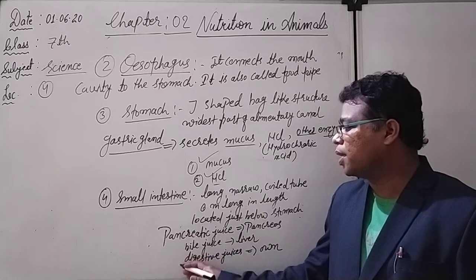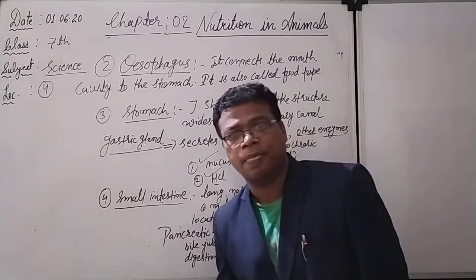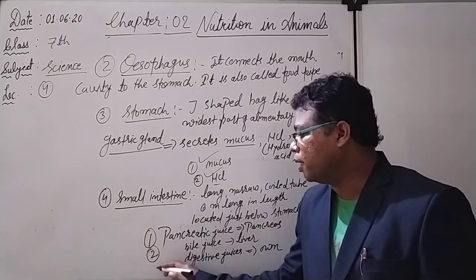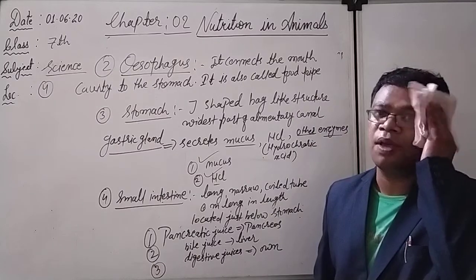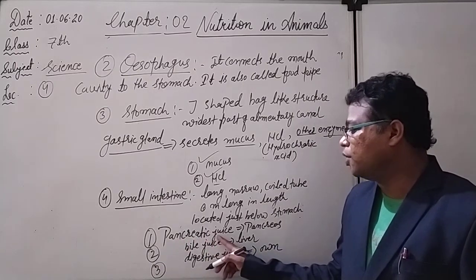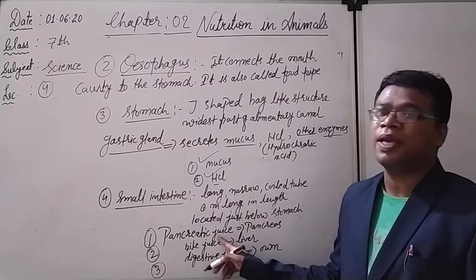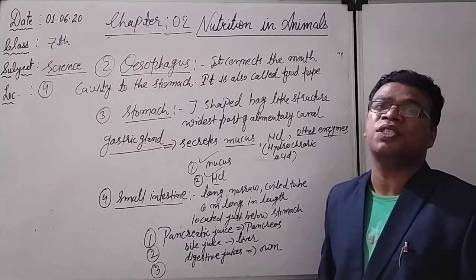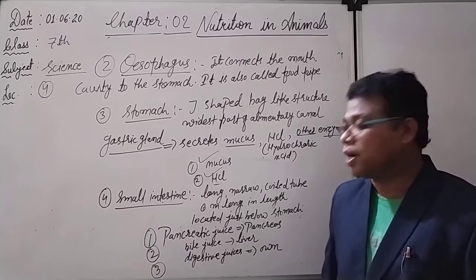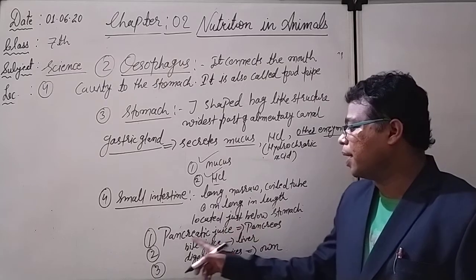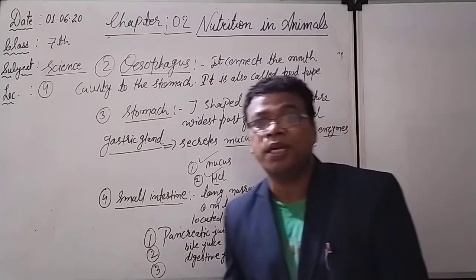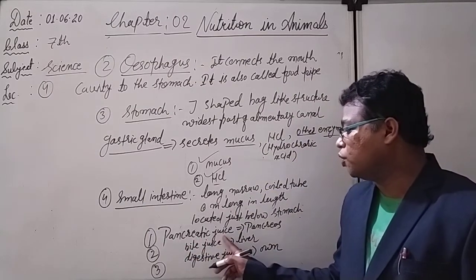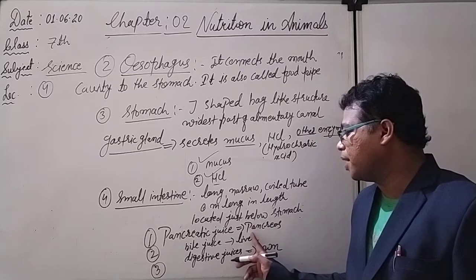Three kinds of juices come into the small intestine. Again, I am repeating, three kinds of juices come into the small intestine. What are the three kinds of juices? One by one we will see. First is the pancreatic juice. It comes from the pancreas, which is situated beneath the stomach. The pancreas also secretes insulin, which balances the sugar level. So first is the pancreatic juice, which is secreted by the pancreas.